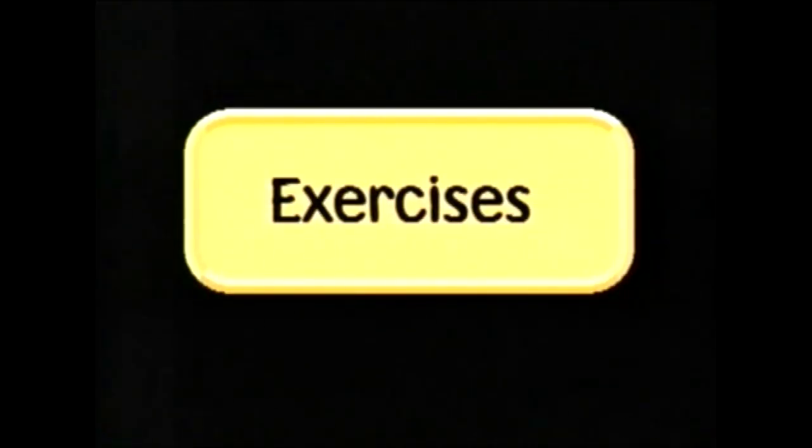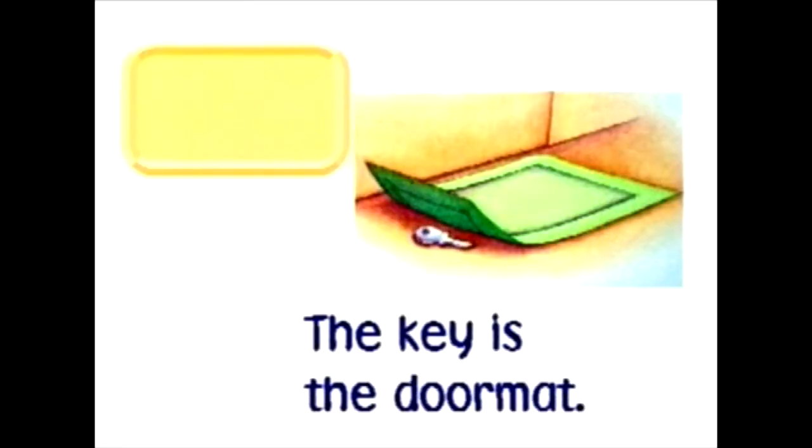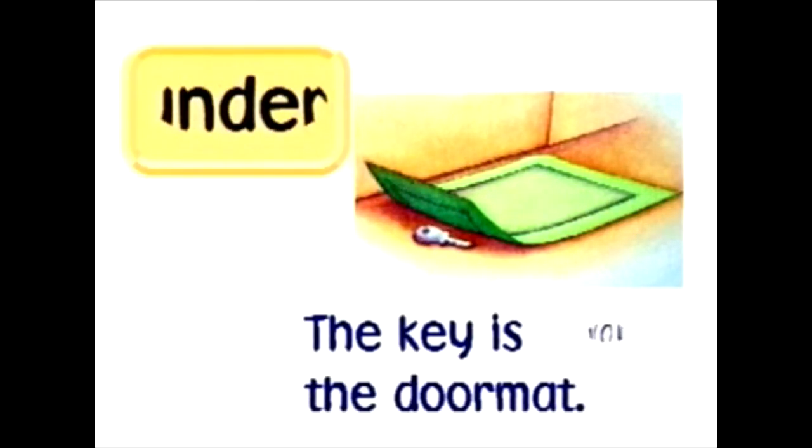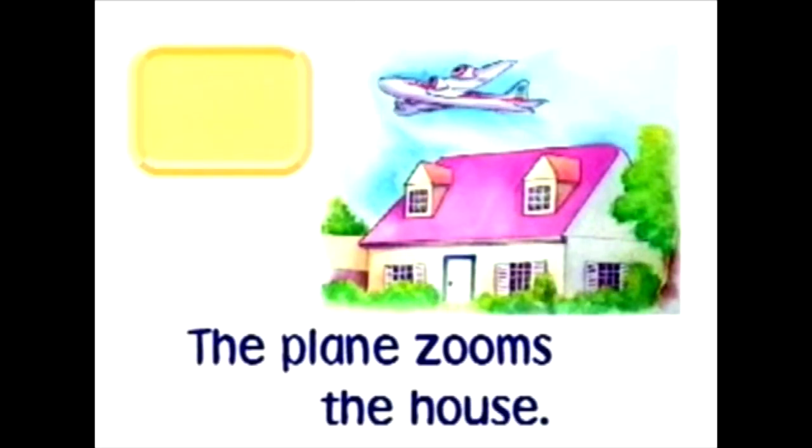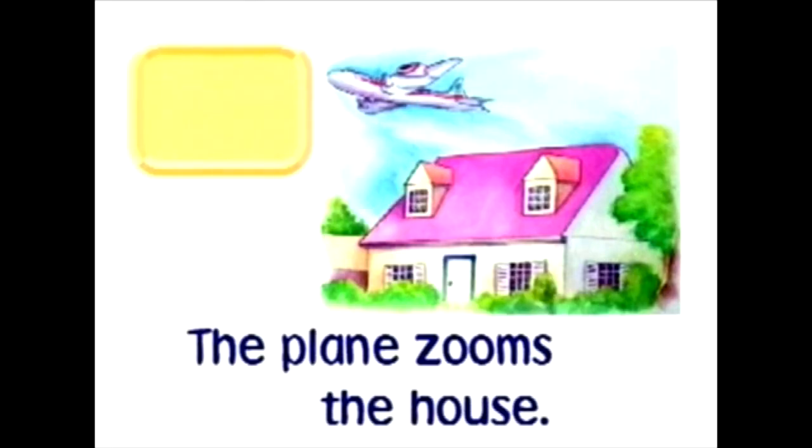Now here are some exercises for over and under. Fill in the blanks with a correct answer or say them aloud. The key is blank the doormat. The plane zooms blank the house.